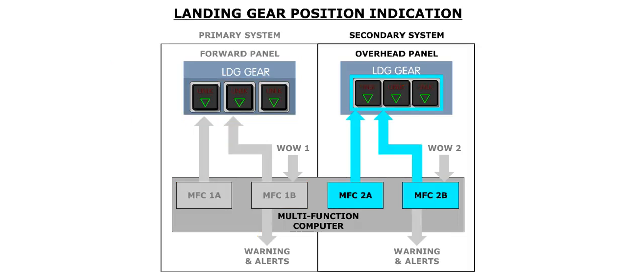Landing gear position is also indicated by three similar lights, located on the overhead panel. These lights are driven by MFC2, and they operate the same way as the ones on the landing gear control panel. As discussed previously, the landing gear is considered to be down and locked when either set of lights is illuminated.